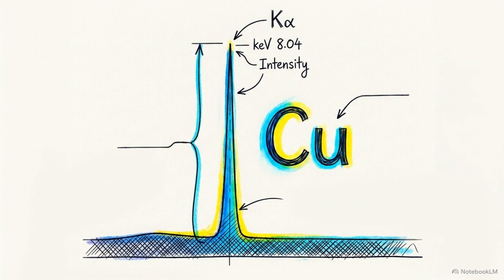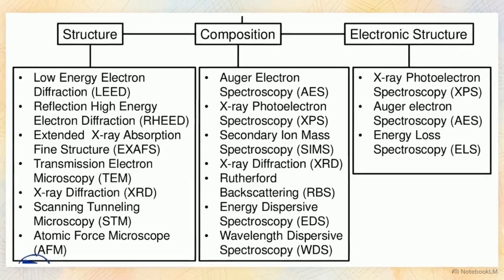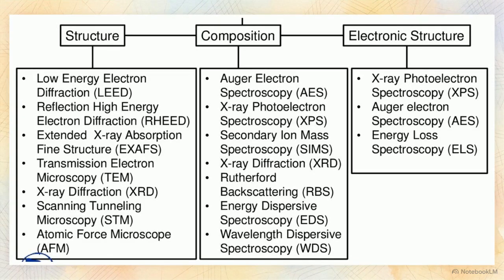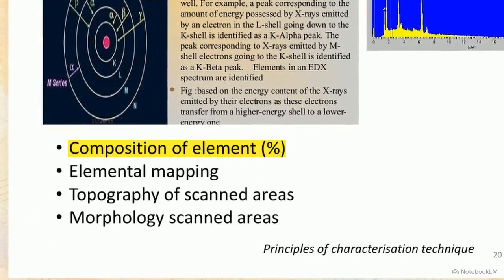This flowchart illustrates how that exact same physics principle, measuring how atoms absorb and emit X-rays, is deployed across a variety of specialized laboratory techniques to determine structure, composition, and electronic properties. Here we see an interface for SEM-EDX analysis. By plotting exactly how often specific characteristic X-rays are received, this technique can calculate the exact percentage composition of elements in a sample while simultaneously mapping its physical topography.